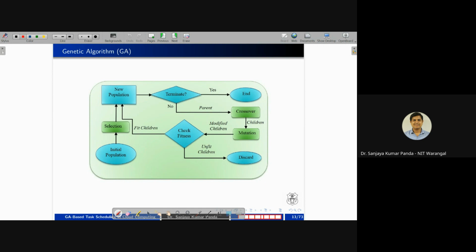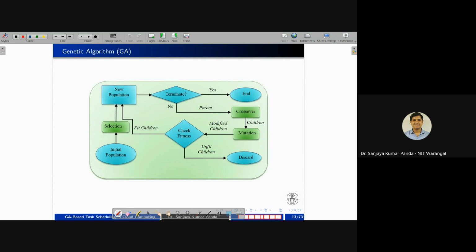First we check whether the termination condition is satisfied or not. Sometimes the termination condition is the number of iterations. So if the number of iterations is 50 or 30 or 20, something we can decide. If the termination condition is satisfied, then you have to come out of this particular loop. But if the termination condition is not satisfied, then you have to go for one of the operators called crossover. Crossover is always applied to the parents.